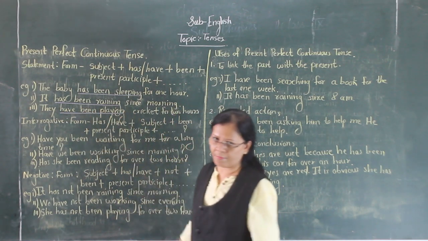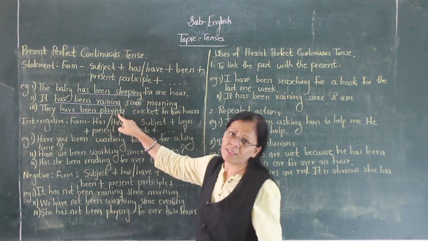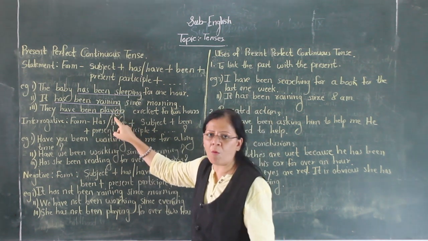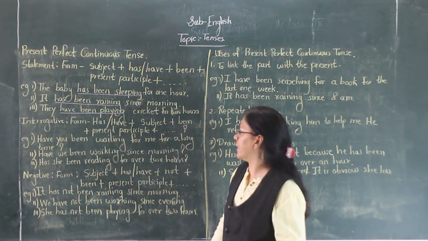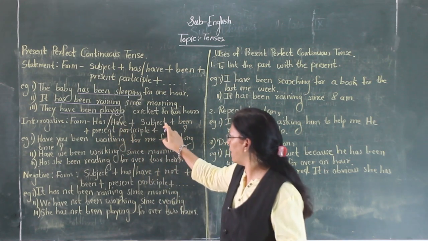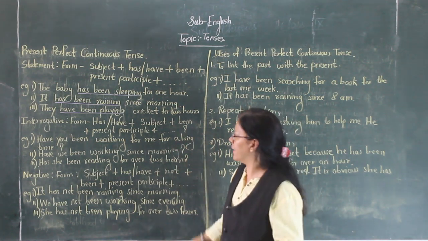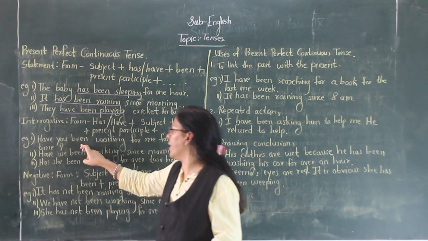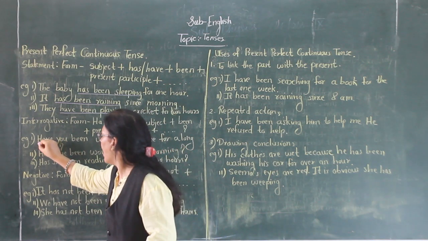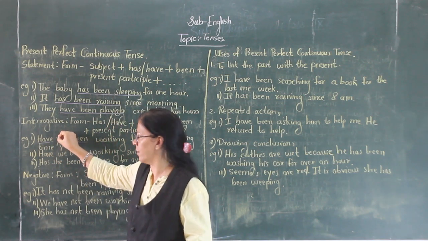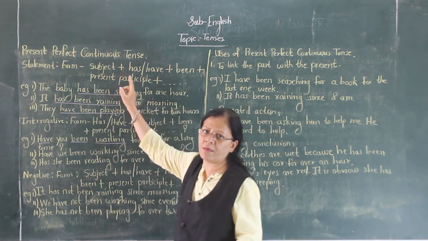Have been playing. So this is the format: subject plus have or has plus been plus present participle, that is, the ing form of the verb. Now let's see the form of the interrogative sentence. The form is has or have plus subject plus been plus present participle plus the remaining part of the sentence. For example, have you been waiting for me for a long time? So have been, you is your subject. Have been waiting indicates present perfect continuous tense.